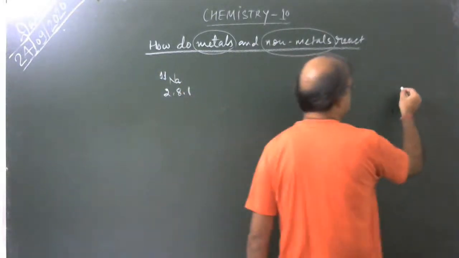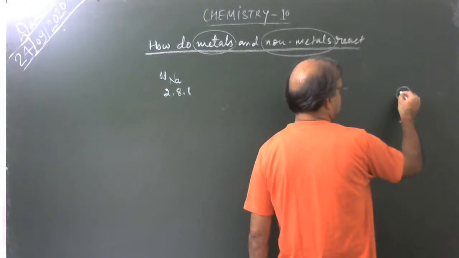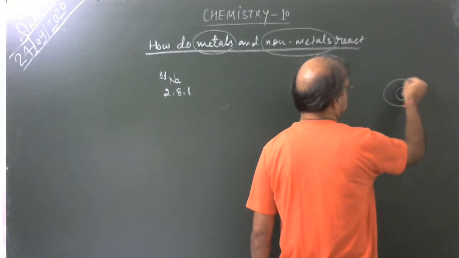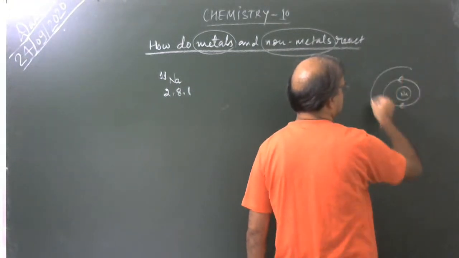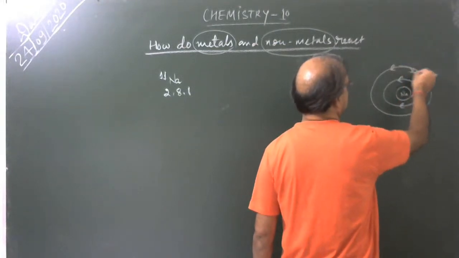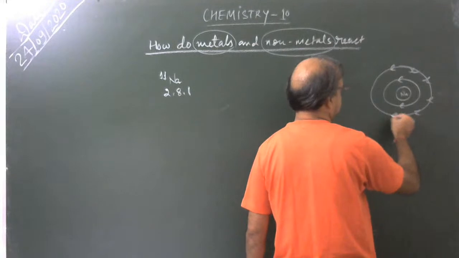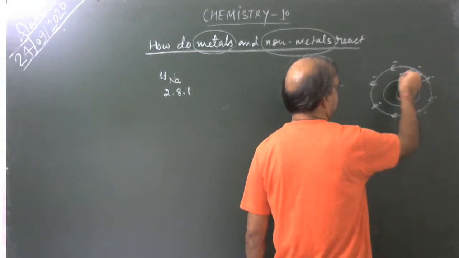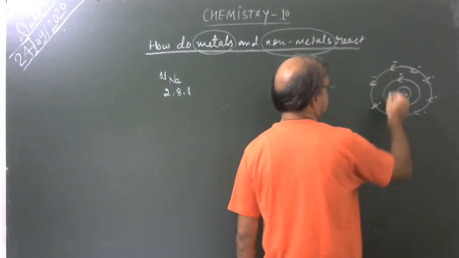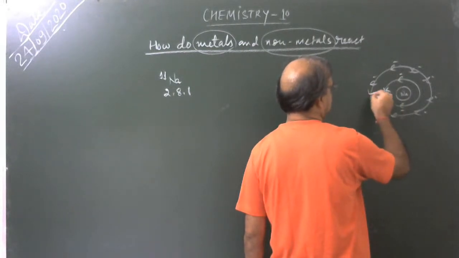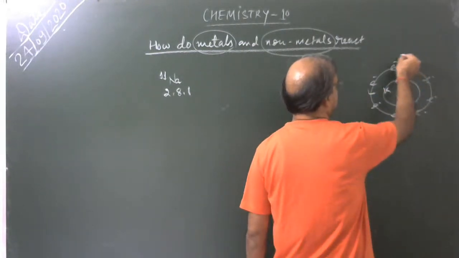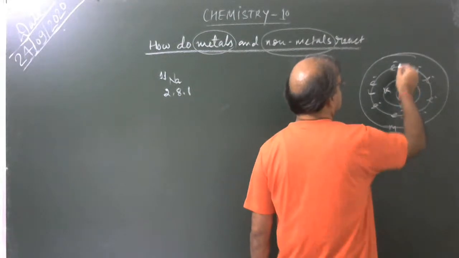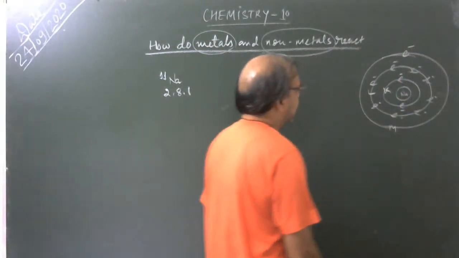Then, as you know, in the center is the nucleus of the sodium metal. In the first ring there are two electrons, and in the second orbit there are one, two, three, four, five, six, seven, eight electrons. This one is the first orbit, you can say K. The second orbit is L. The third orbit is M. Here is only one electron. This is the electronic configuration of sodium.